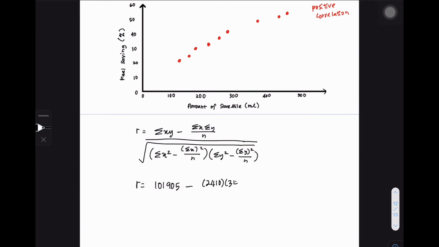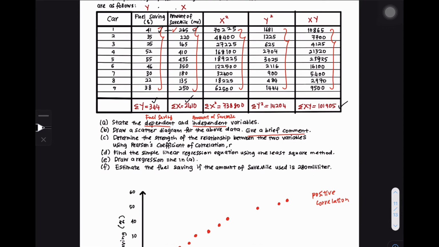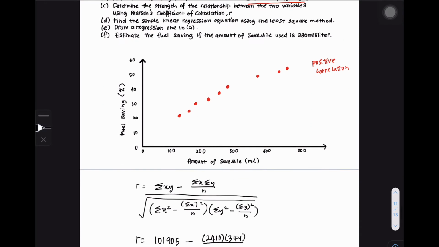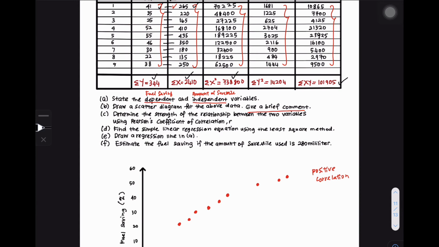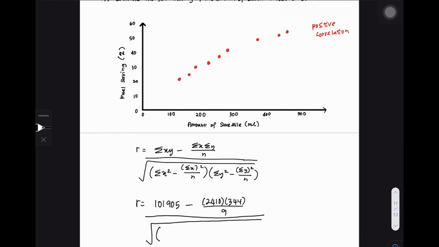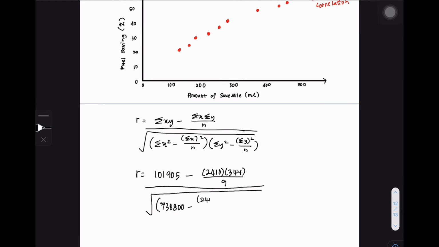2410 darab dengan 344 bahagi dengan N, ini jumlah pair. So jumlah pair ni awak ada 1, 2, 3, 4, 5, 6, 7, 8, 9. So we have 9 pair here. So divide by 9. Okay, divide dengan punca kuasa. So dalam kurungan summation X square. So summation X square this one 738800, 738800 tolak dengan summation X kuasa 2. So summation X 2410 kuasa 2 bahagi dengan N kita 9.